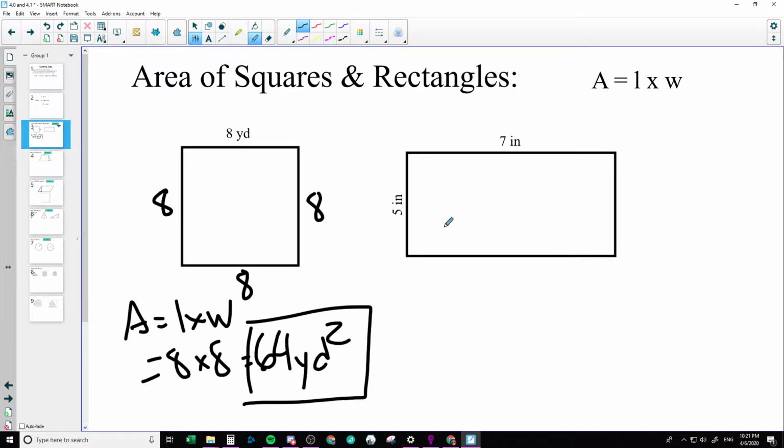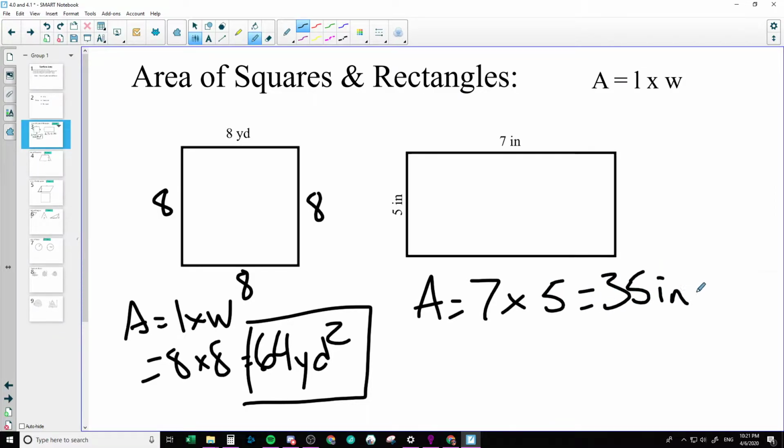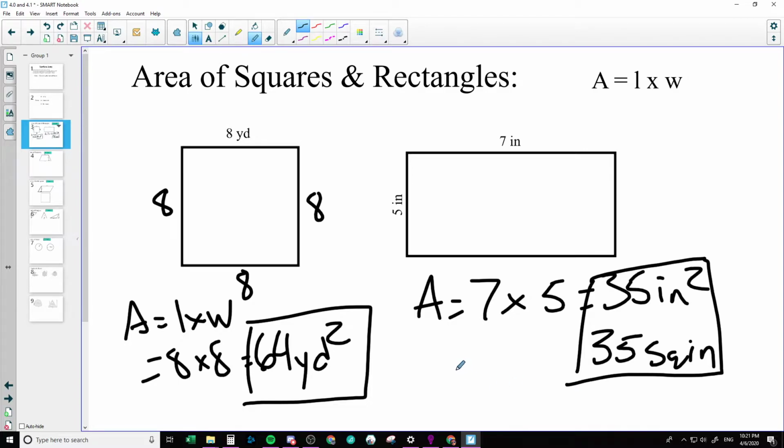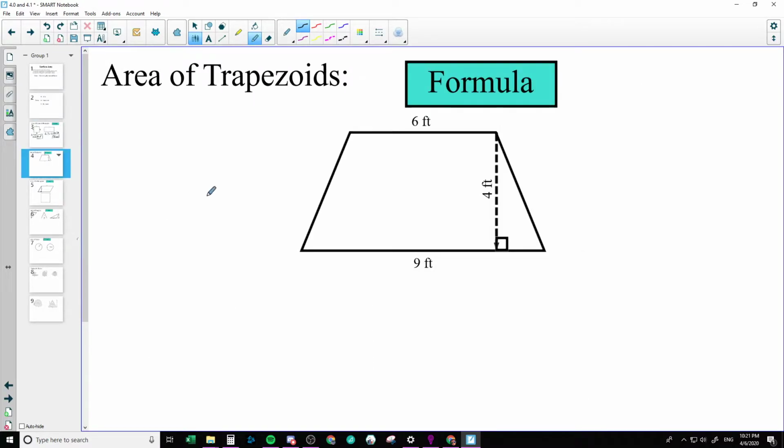When we take a look at this example here, area equals 7 times 5, which is 35 inches squared. We could also write this as 35 square inches. Both are acceptable ways for us to write our answer. Squares and rectangles are pretty simple, should be review from years previous in math. The next shape that we're going to talk about is called a trapezoid. You probably remember these guys.